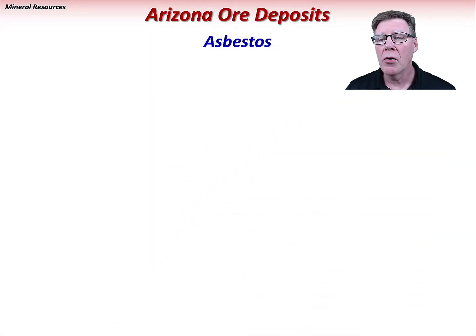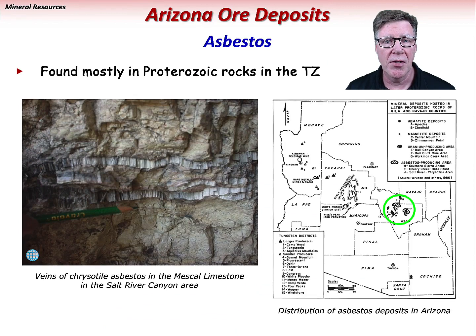Asbestos occurs locally in Proterozoic rocks in the transition zone of central Arizona, typically in areas where certain rocks have been altered by contact metamorphism from a nearby intrusion. Here, the Mezcal limestone has been metamorphosed by a diabase sill. This is in the Salt River Canyon area.